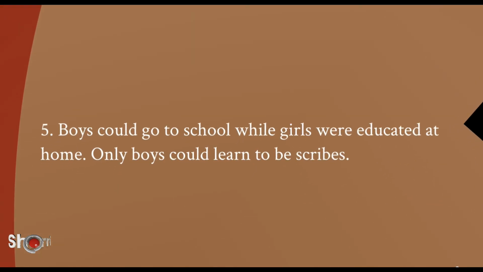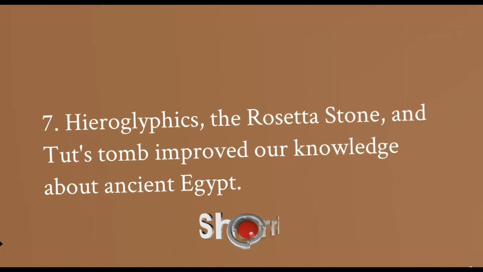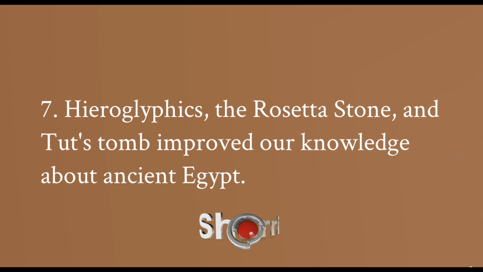Boys could go to school while girls were educated at home. Only boys could learn to be scribes. Specialized jobs were developed in ancient Egypt because the surplus of goods allowed the pursuit of other jobs besides farming. Hieroglyphics, the Rosetta Stone, and Tut's tomb improved our knowledge about ancient Egypt.